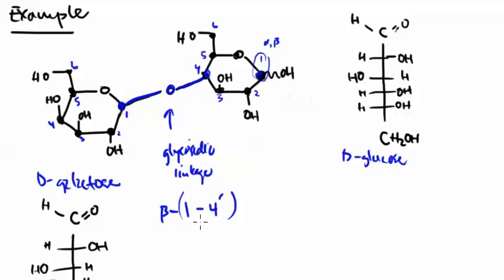So we understand that the beta goes with number 1, and the 4 prime goes with the second group. Now I put parentheses here. I guess I shouldn't have put those there. So that way it's very clear that beta goes with number 1. And instead of a hyphen here, they tend to like parentheses there. So beta 1 parentheses 4 prime, and we know that it's a galactose, and we know that it's a glucose.